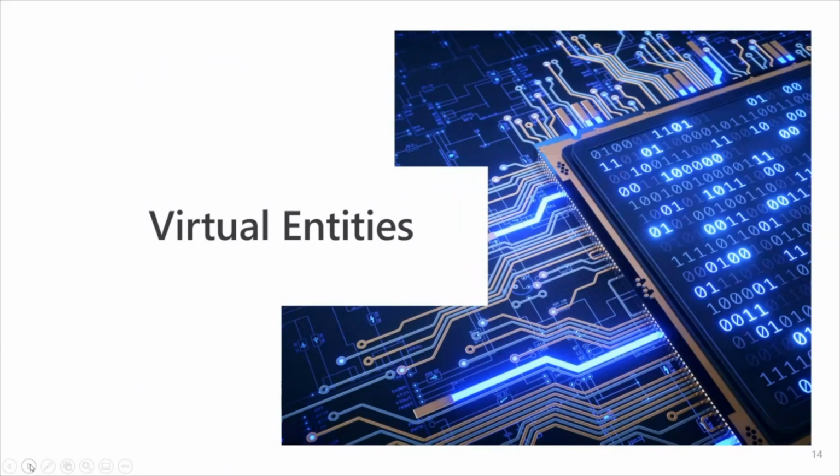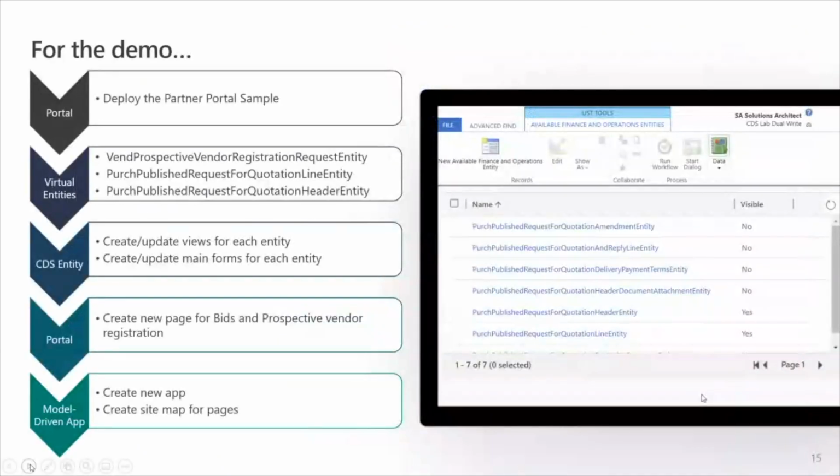So, switching gears to virtual entities. For the demo, there were a number of different things that you saw that were specific to using virtual entities. I started out by deploying the partner portal sample. Again, you could have installed the solution for the supplier management portal as well. The list of virtual entities that I enabled here is not all-inclusive. There were some additional entities, but the key ones were the prospective vendor registration request entity. I also enabled the request for quotation line and header entities for the published RFQs.